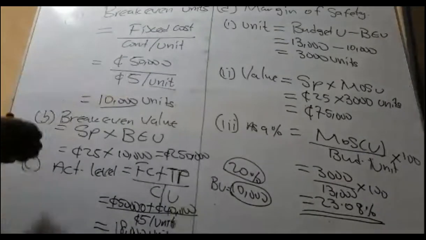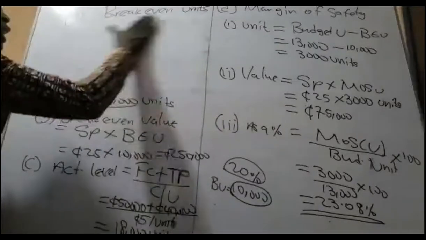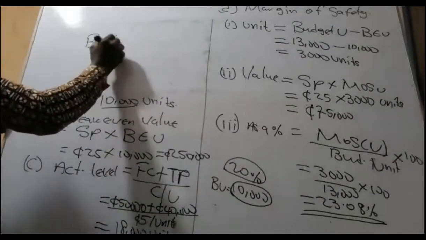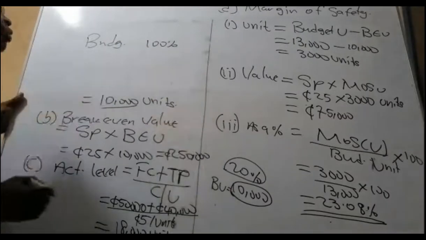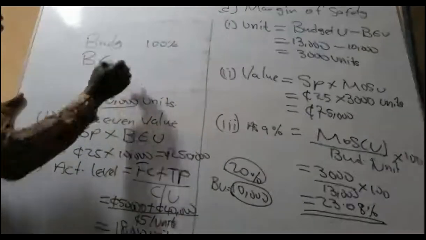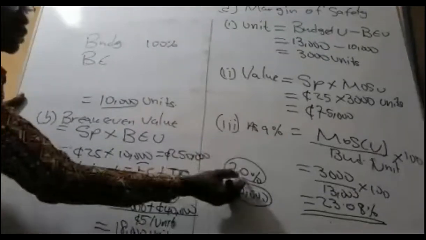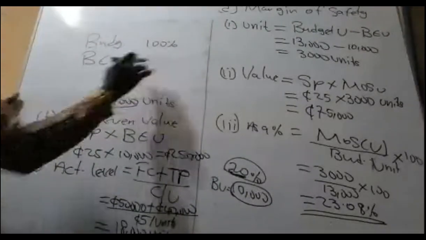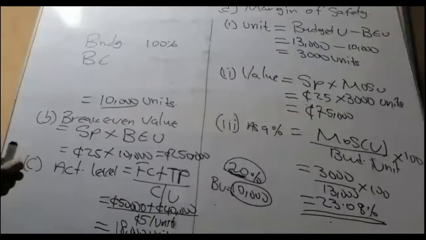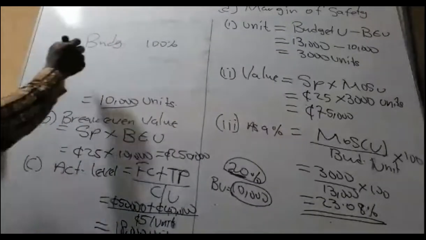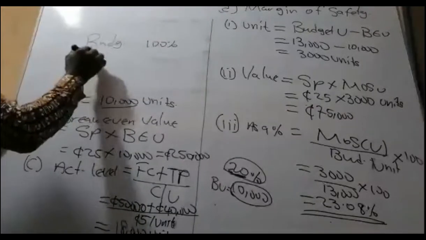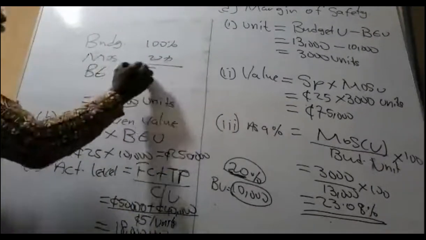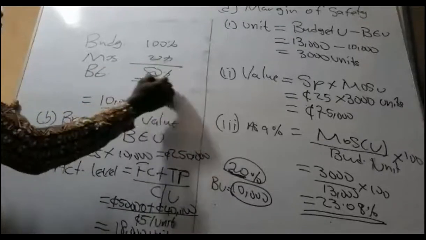Now let me see if I can clean this section. Always, the budgeted unit is what? 100%. If the break-even unit is less than 100, you have to take off the safety from it. If the margin of safety is 20%, then the break-even will be what? 80% of that value. That's all.